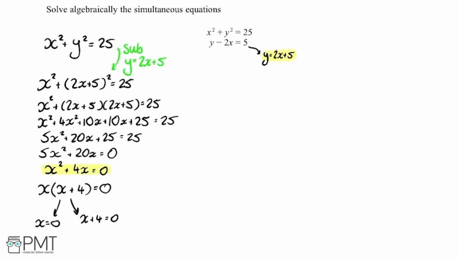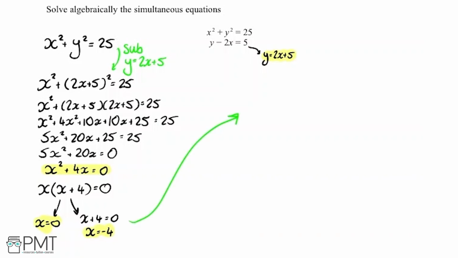Well, for x equals 0, we've got a solution there. That's a value for x. And for this one, we need to rearrange it a bit more. If we subtract 4 from both sides, we'll get x equals negative 4. So again, that's the solution. So here are two values for x. So now we want to work out the corresponding y values.